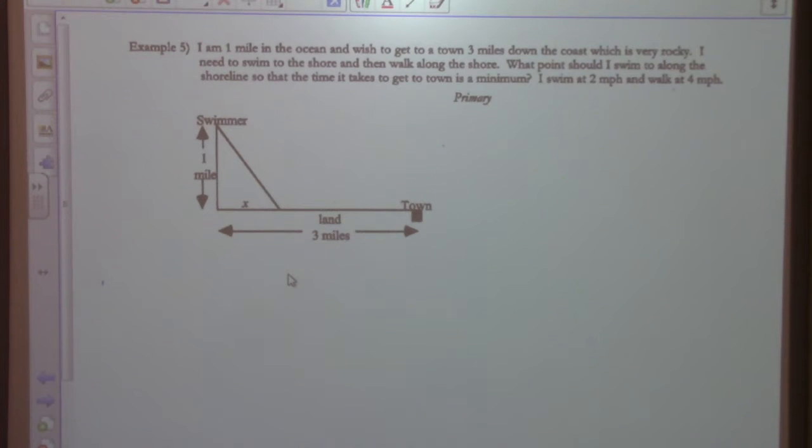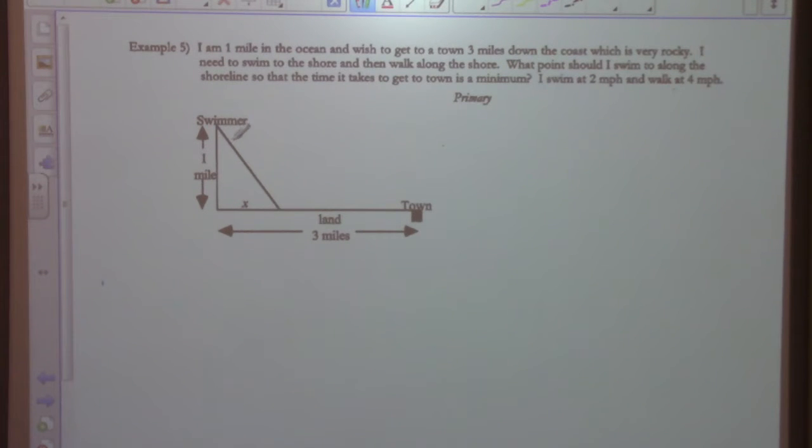I'm starting out with this problem today because I think it's kind of an interesting problem, and I've actually been thinking about this sometimes. You have a situation where you have a swimmer out a long ways from the shore, actually 1 mile from the shore, and then here this distance is 3 miles.